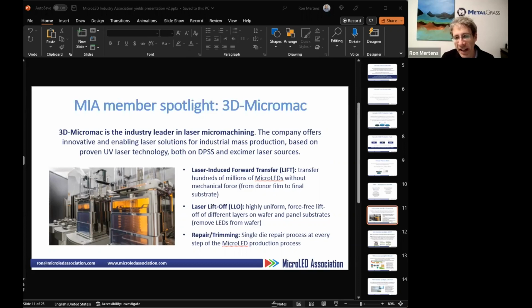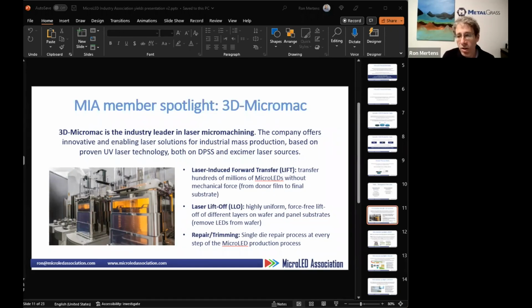The advantage of using lasers here is that we do not use mechanical force. As we said before, this is one of the big pain points in transfer processes, so this can affect the yields and improve them compared to other processes.